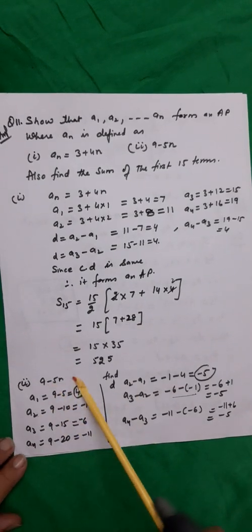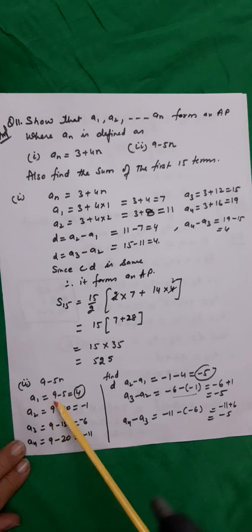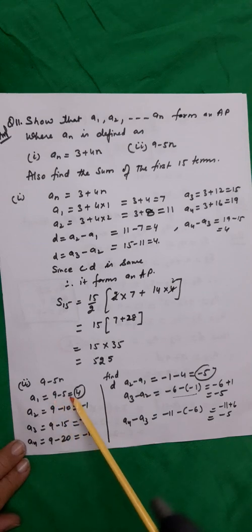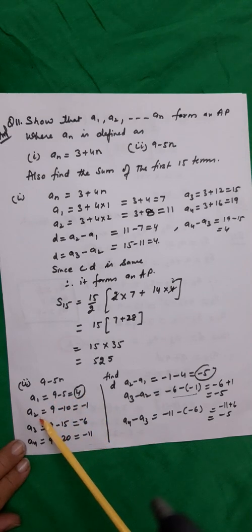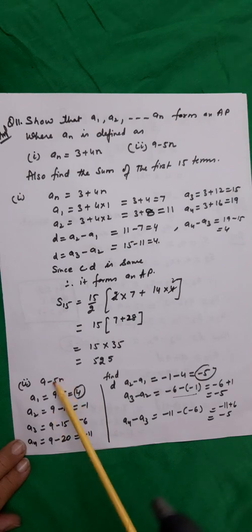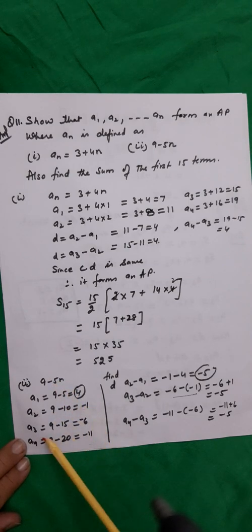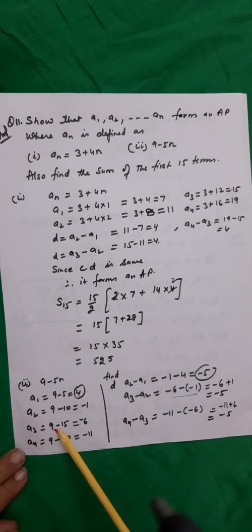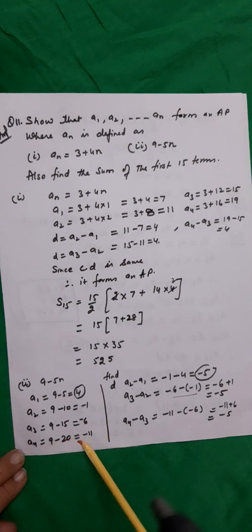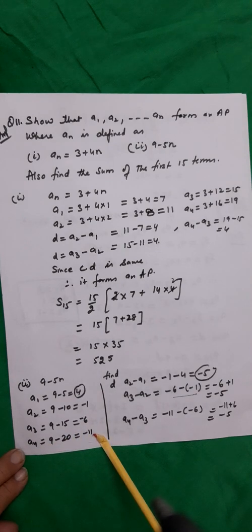Now we take the second part of the question. Here it is 9 − 5n. Now a1 is equal to 9 − 5, which is equal to 4. a2 will be equal to 9 − 10, 5 into 2, right? So this will be equal to −1. a3 is equal to 9 − 15, which is equal to −6. a4 is equal to 9 − 20, which is equal to −11.